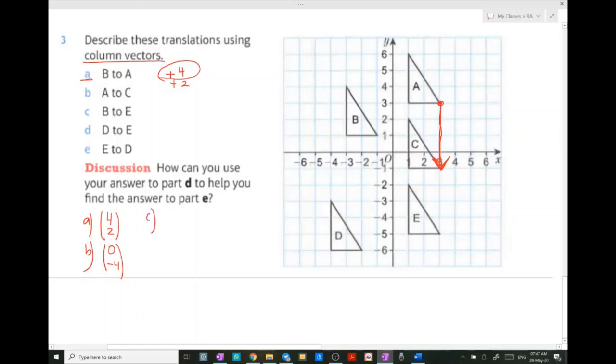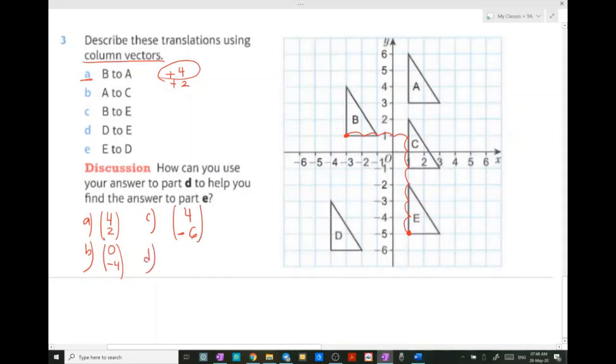In part C, you're going from B to E, so you choose any vertex, and then you have to reach this one. So you move first along the x-axis 1, 2, 3, 4, so it's plus 4, and then you go down 1, 2, 3, 4, 5, 6 units, so it's minus 6.